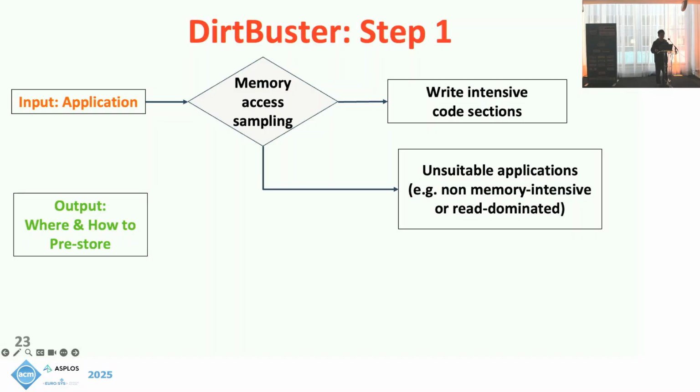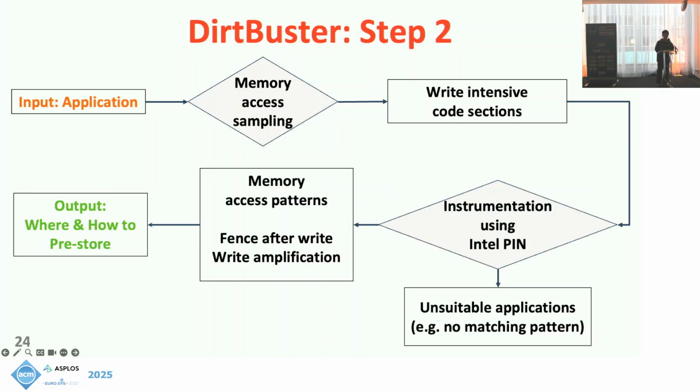The goal of Dirtbuster is that, given an application as an input, it should output where and how to pre-store to guide the programmers. The first step of Dirtbuster is a lightweight memory access profiling that can be run online. If the application is write intensive, then it's going to output the corresponding code sections. At the meantime, we also filter out most of the unsuitable applications, for example, the applications that are non-memory intensive or dominated by reads. In those cases, there's nothing pre-store can do.